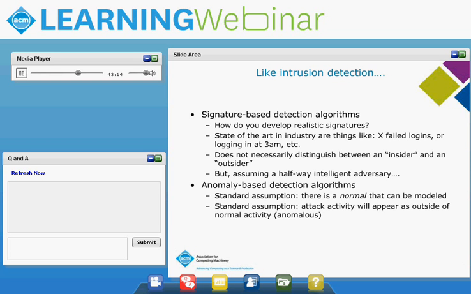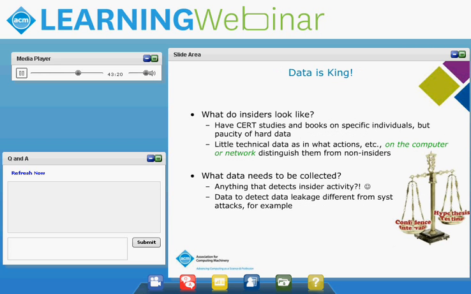What makes insider threat detection even more interesting is data. So what do insiders look like? Well, they look like you and me. They act like you and me. So how is it that you know that all of a sudden they're not like you and me and they're doing something malicious? There's not a lot of data out there right now on what insiders look like. And on top of that, there's not a lot of technical data in terms of what distinguishes them from non-threats.